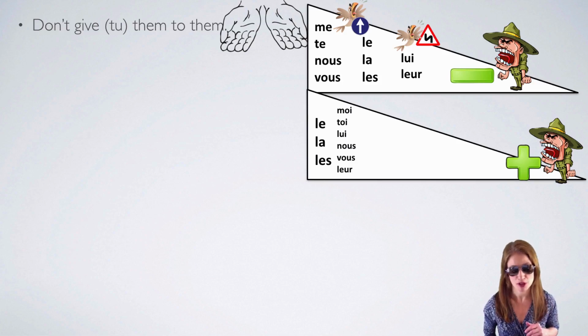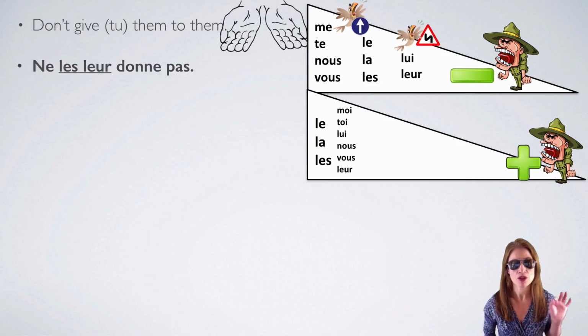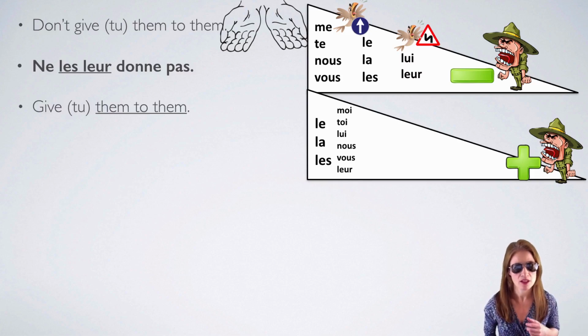Don't give them to them, addressing tu. Ne les leur donne pas. The les comes before the leur. Still addressing tu, give them to them. Donne-les leur. Donne-les leur, sounds quite nice actually.